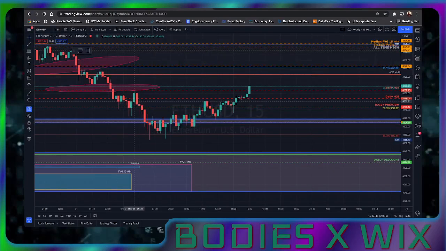What it was, this 15-minute fair value gap, or sorry, not fair value gap, it was a bearish order block. It was this one right here. See that? The bottom of that candle, all the way across.